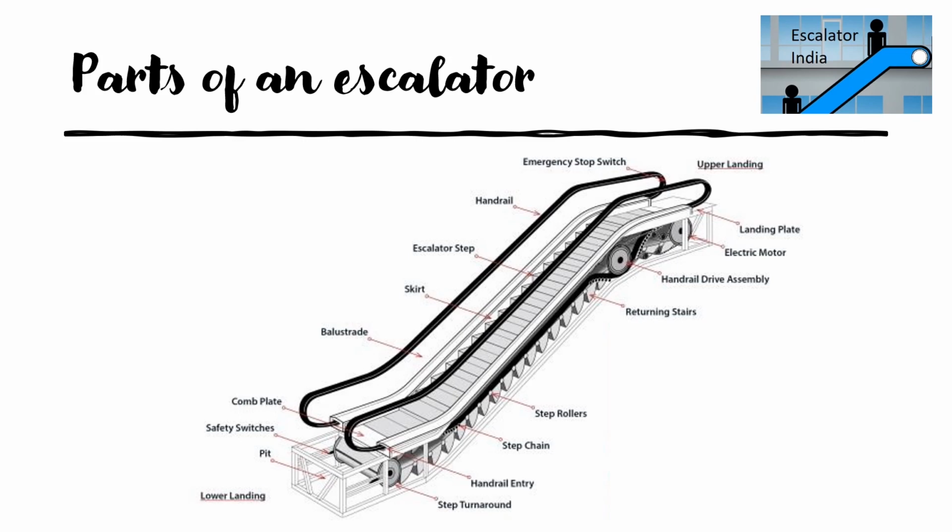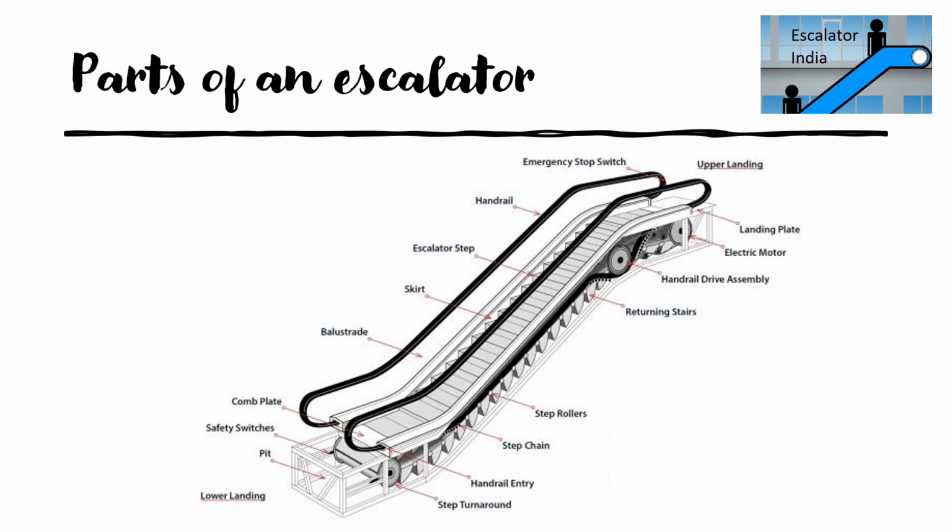Step roller. Every step will have a roller. The roller is connected to the chain, and the chain is driven up and down with the help of the motor. Every step will have a roller, and every roller is connected to the step chain. The step chain is driven by the motor through the drive wheel at the upper landing.